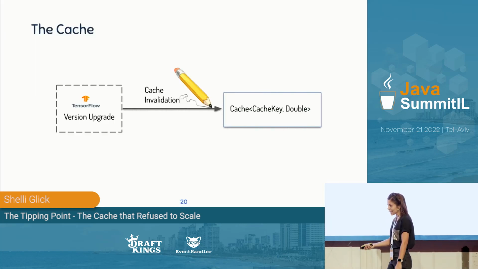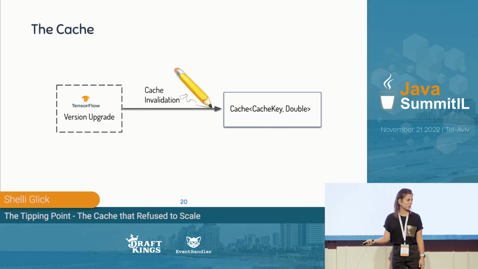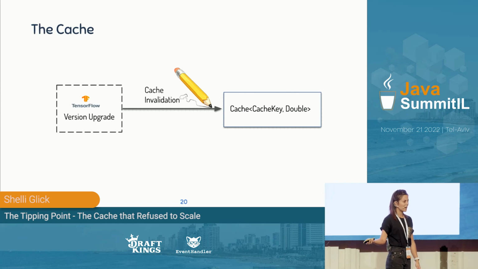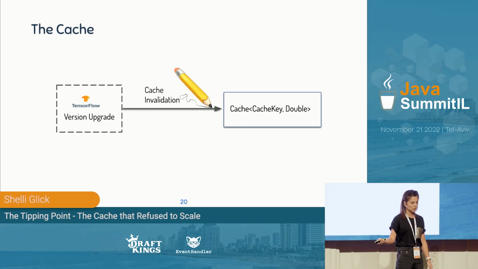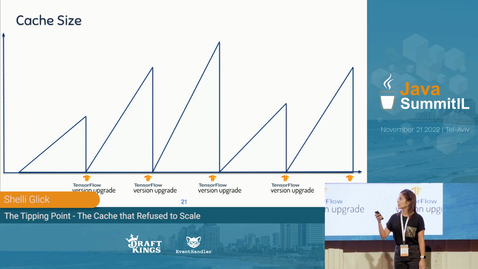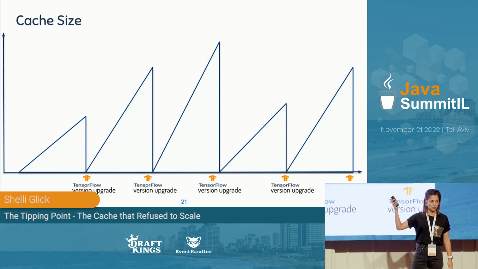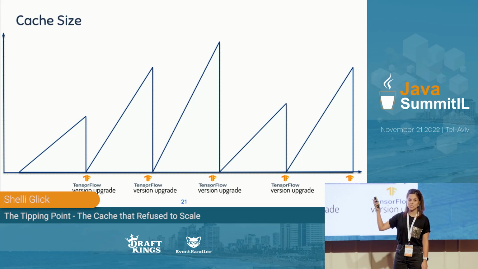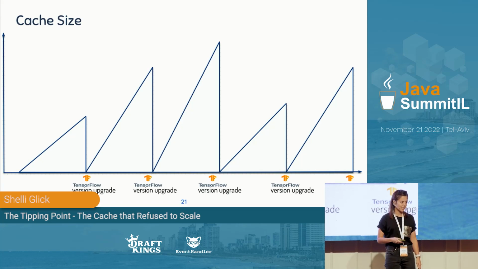Okay, so instead of having a TTL expiration policy, which is key-based, we had a full cache invalidation and recreation every time the TensorFlow service version was upgraded. The pattern was something like this. The cache size would slowly grow until the TensorFlow service version was upgraded and it'd be invalidated and we'd start again.